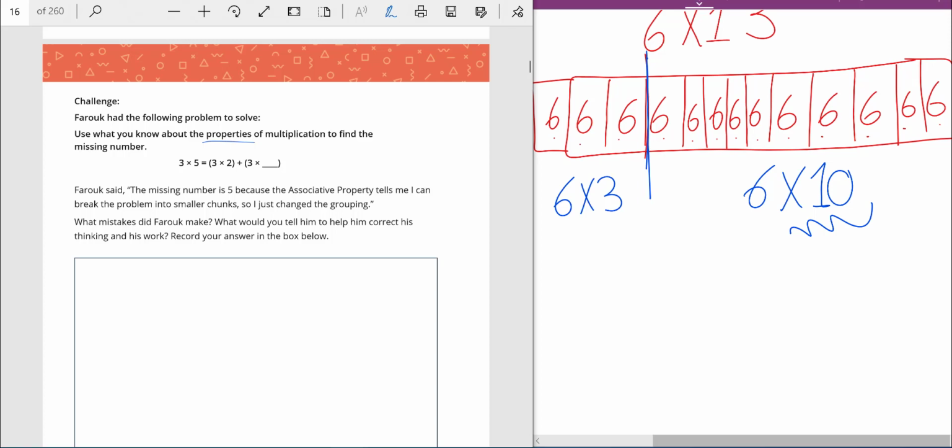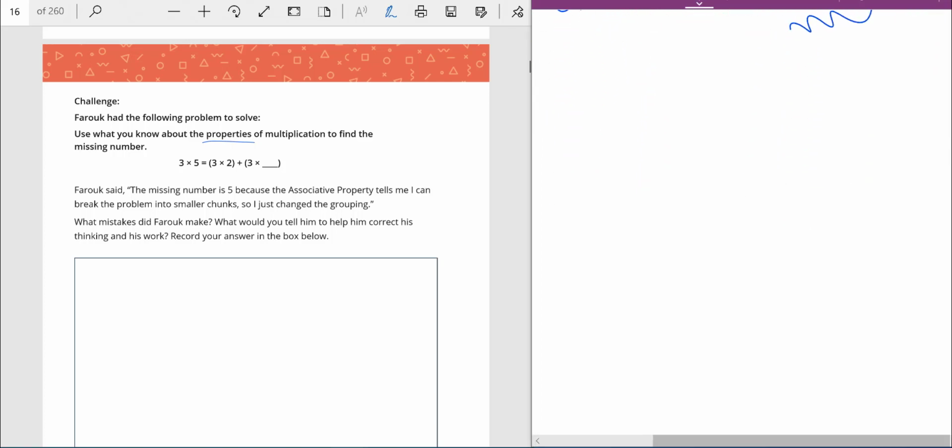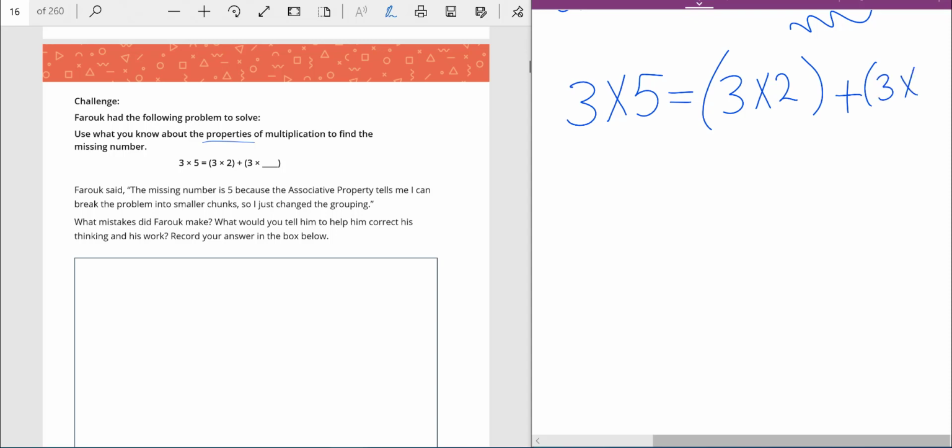Okay. The problem of Farouk is 3 times 5 equals 3 times what? 3 times 2 plus 3 times what? Okay, Farouk said the missing number is 5. Okay, ask yourself, can we put 5 in this space?